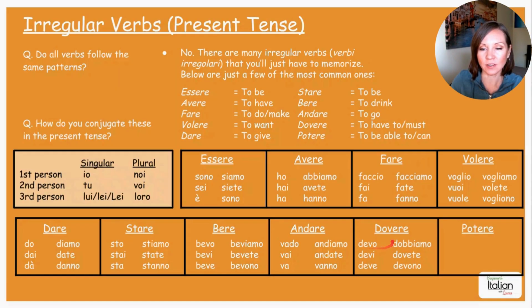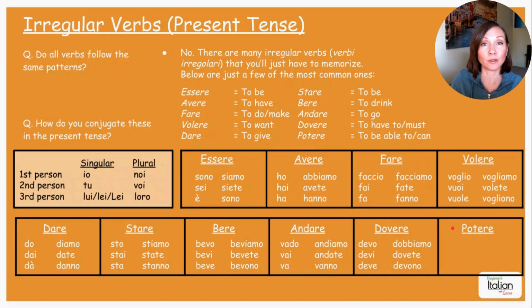This one is very similar to bere, just because you got the same endings here. Devo, devi, deve. Bevo, bevi, beve. This one's a little bit different: dobbiamo from beviamo. But then these are the same: dovete, bevete, devono, bevono.